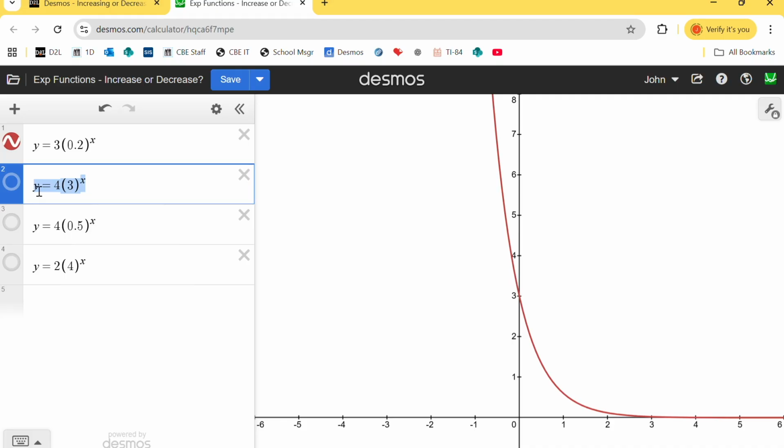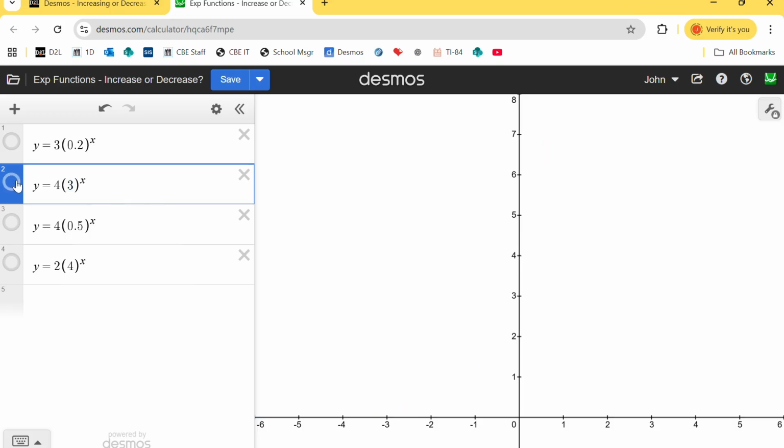How about the second one? y equals 4 times 3 to the x. This base is greater than 1 and the a value is positive, so this is going to be an increasing function. If x is 0, the y-intercept is at 4, so it's going to go through 4 and be increasing. Let's take a look. Let's turn it on. Bam, there it is.